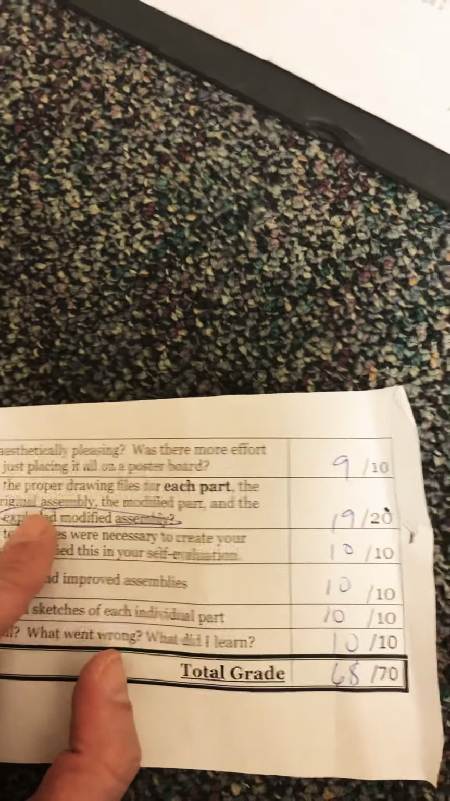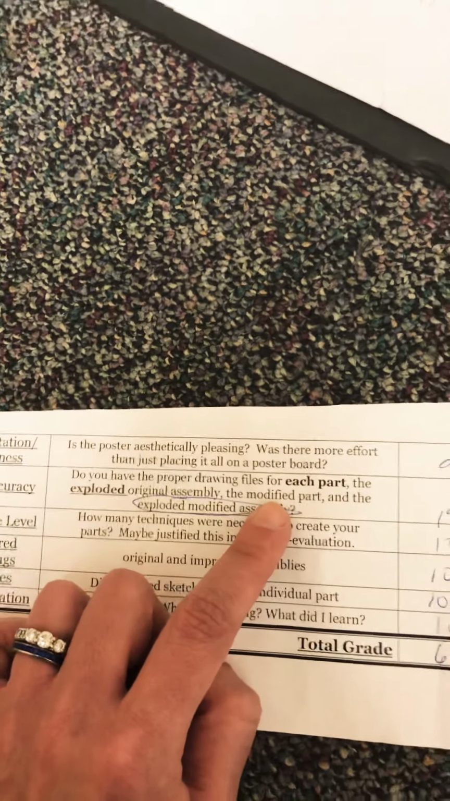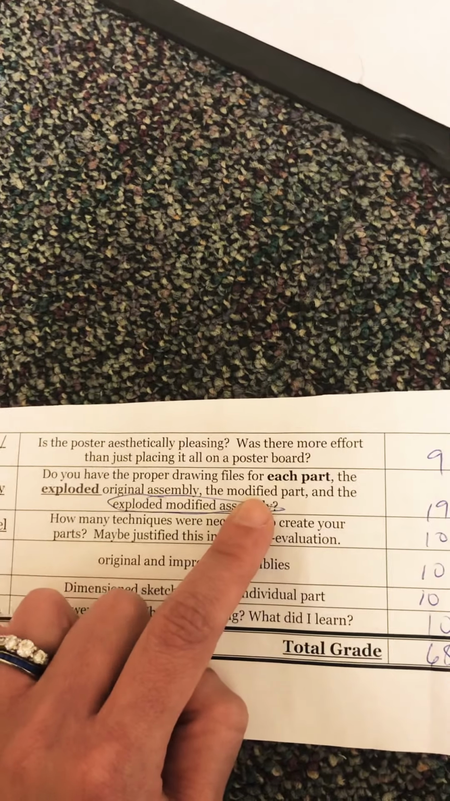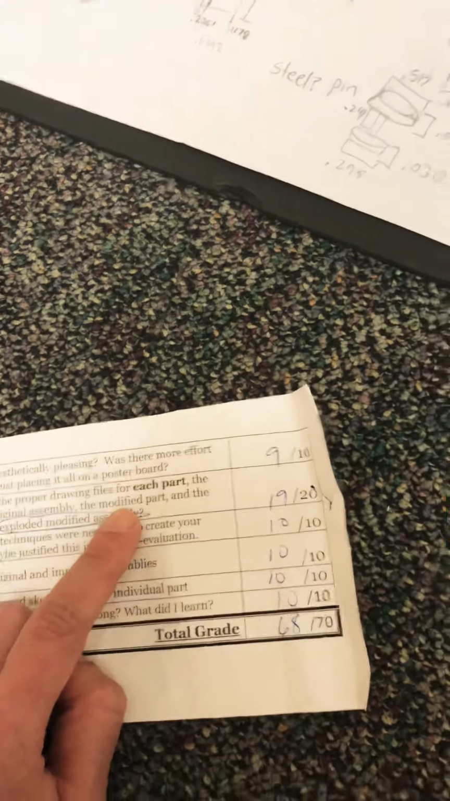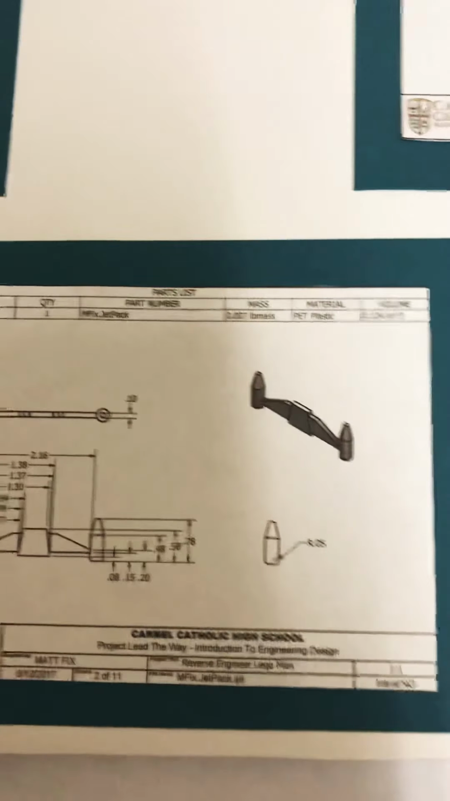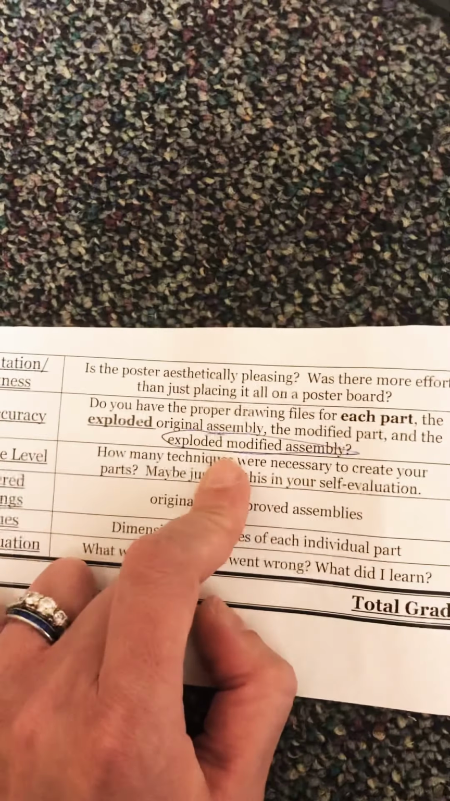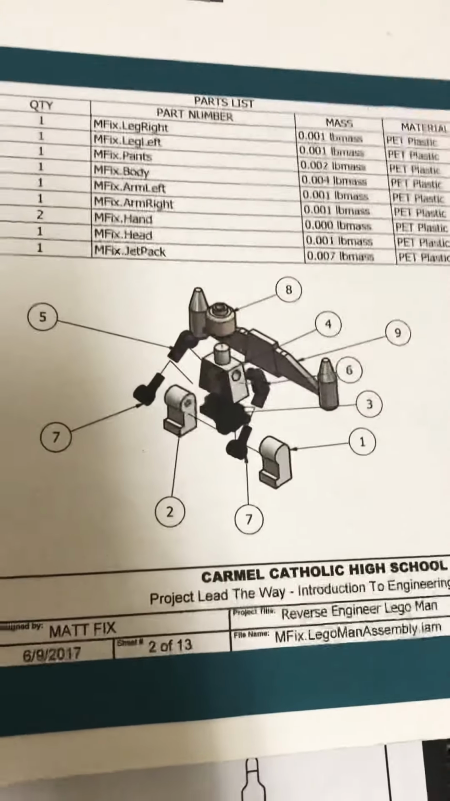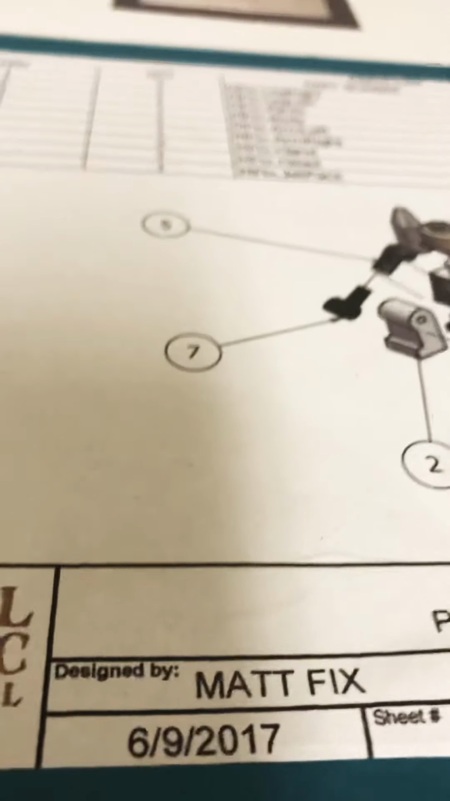Exploded original assembly, modified part. Okay, so you did all the parts for the original part. Do you have a drawing file? Here is his modified part, his jetpack. Do you have that drawing file? And then the exploded modified assembly. So I already showed you that. This particular student forgot to put the original assembly exploded on there, and it looks like the other example.